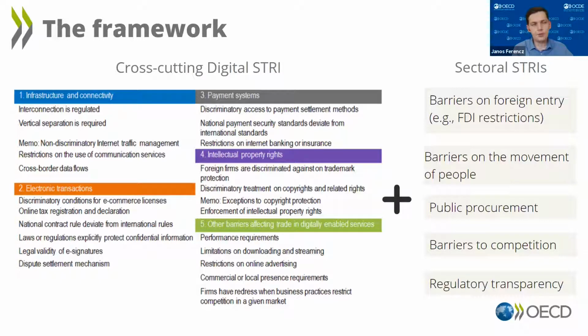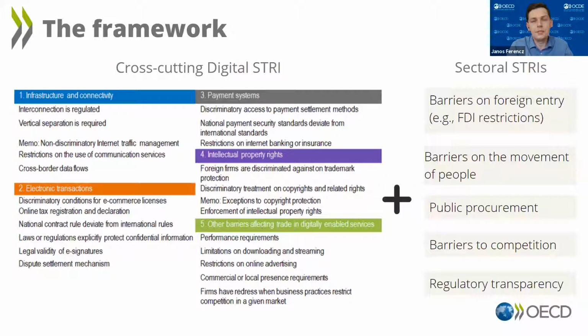We have also structured these measures into 5 different policy areas that you can see on the left side of the screen. The first one focuses on measures that affect infrastructure and connectivity. Here we look at various different measures on telecommunication services, such as interconnection. But importantly, we also look at measures that relate to cross-border data flows. The second policy area looks at electronic transactions, where we look at conditions that affect e-commerce licenses, electronic signatures, etc.